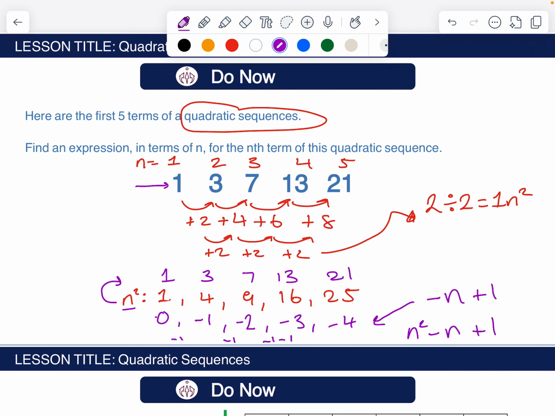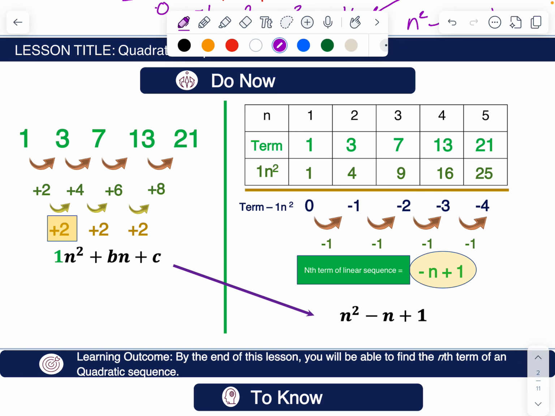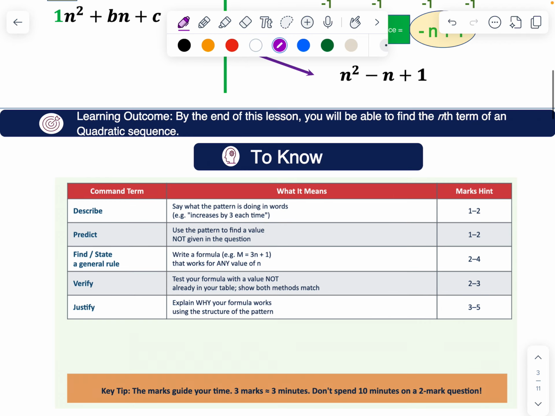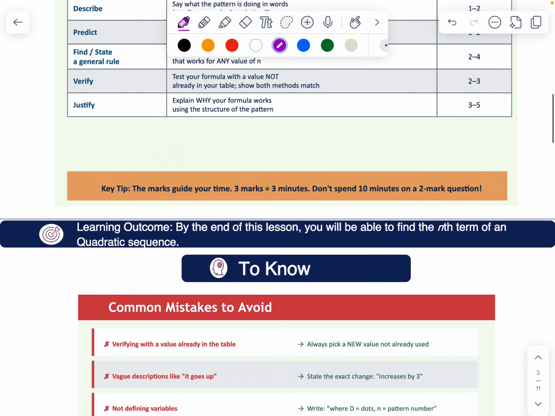Okay, so hopefully you've just watched that and thought, yeah, remember doing this in class. There's also another breakdown a little bit below if you want to go and look at that at your own pace. But that is how we do quadratic sequences. Okay, so again, we did this in last lesson, things we need to know. So you might be asked to describe something, predict more values in the table, state the rule, test, verify, and justify. Okay, and we need to be looking at how many marks the question's worth.